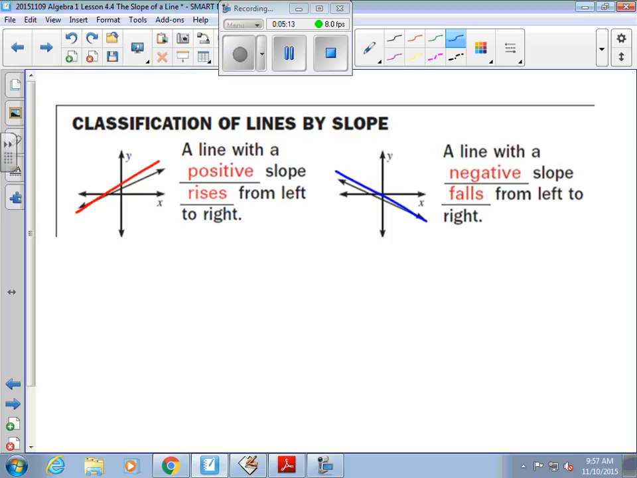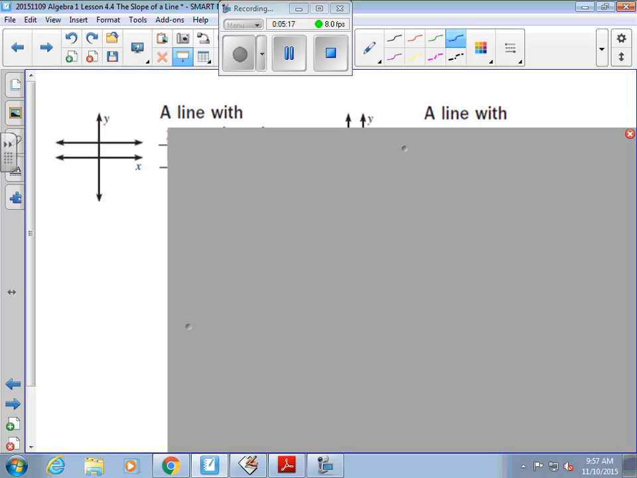Typically it is, but it could be using it as a descriptive word, rising and falling. Okay, then these are the two that people can get confused, horizontal and vertical lines. Which one has a slope of 0? Which one has an undefined slope?